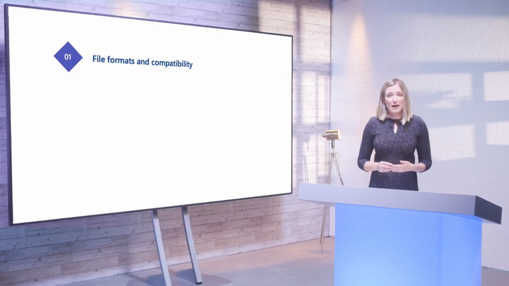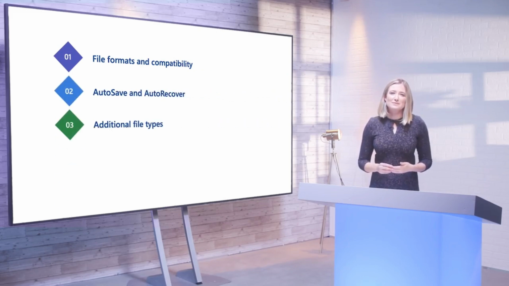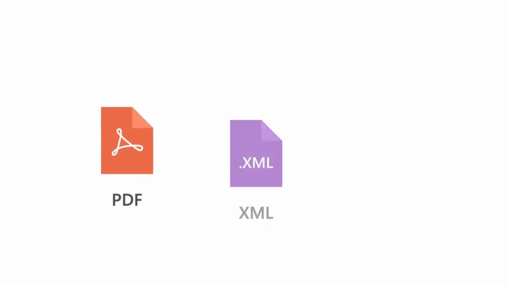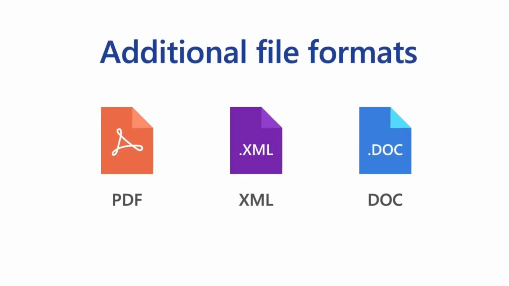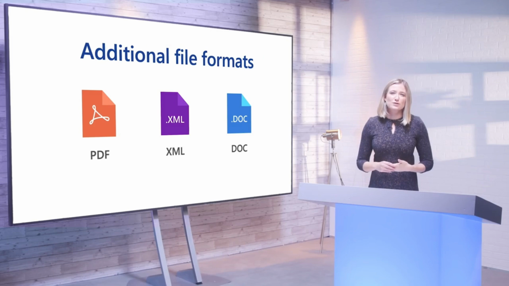In this lesson, you'll explore file formats and compatibility, autosave and auto-recover, and additional file types. Imagine trying to open a Word document and you cannot access the information. It's probably because it's been saved in a file format that Word doesn't support on your device. Microsoft Word gives you the option to save your document in a variety of formats. This feature allows you to view your document on multiple devices.